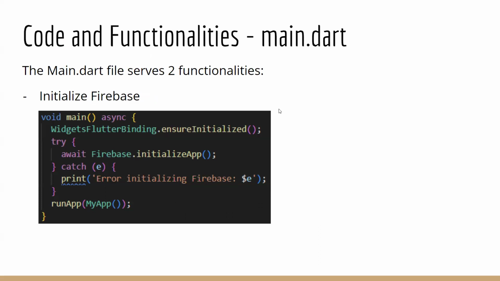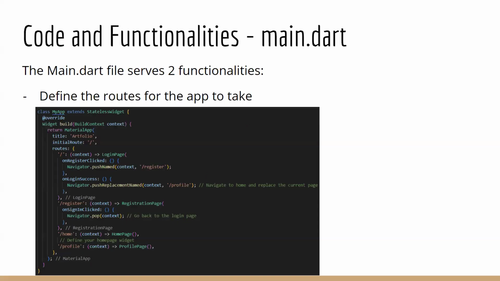And the main Dart file serves two major functionalities. The first one is initializing Firebase. You can see that in this code. And the second one is to define the routes for the app to take.